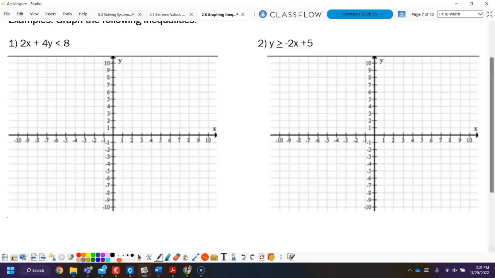All right, number one is in what we call standard form. You cannot graph a linear inequality from standard form because you don't know what could happen to the inequality when you solve for y. So you need to get from standard to slope intercept.